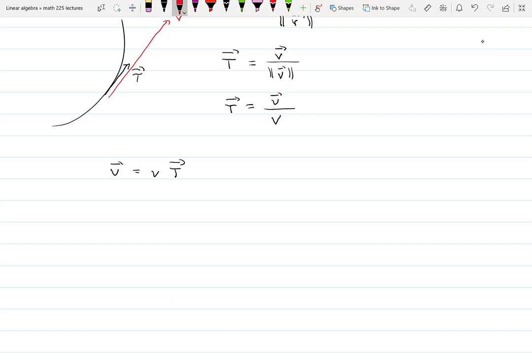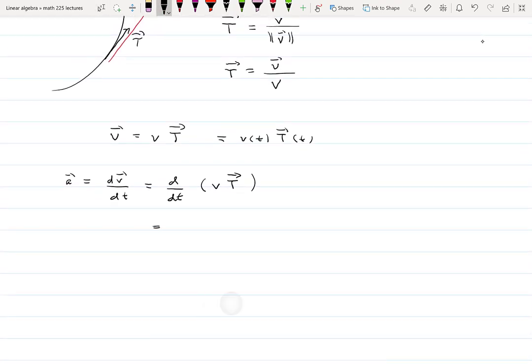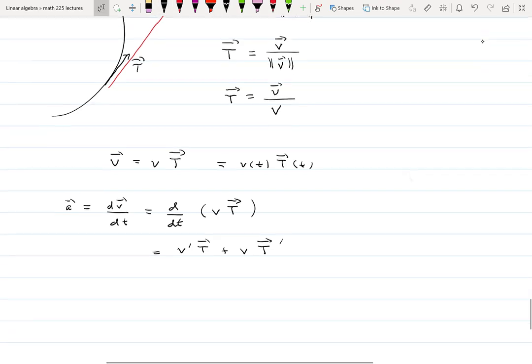Okay, so onward. Your acceleration is nothing more than the derivative of your velocity with respect to time. Okay, so it is your time derivative, d/dt of v(t). Remember, v is a scalar function. This v(t) could also be written v of t times capital T of t, the unit tangent of t. So it's a scalar function times a vector function, and we have a product rule. The product rule says the derivative of the first function times the second plus the first function times the derivative of your second. Okay, now keep in mind the goal.